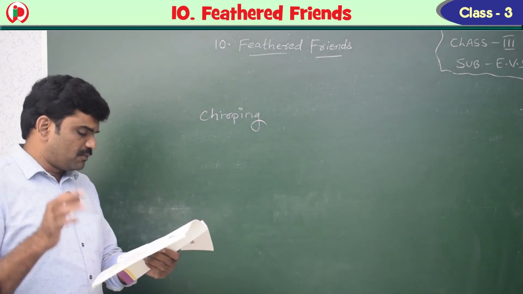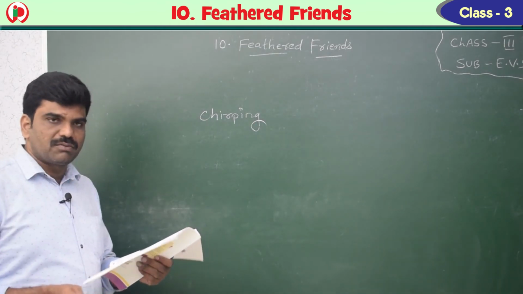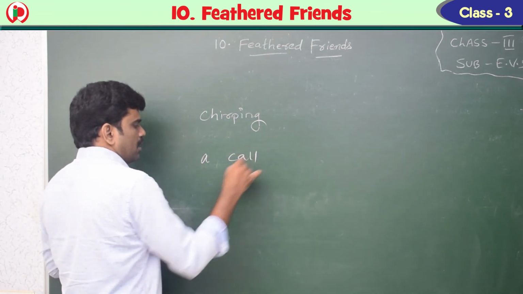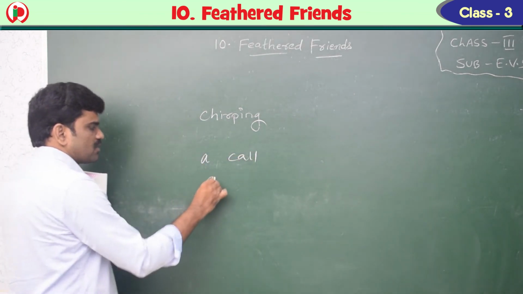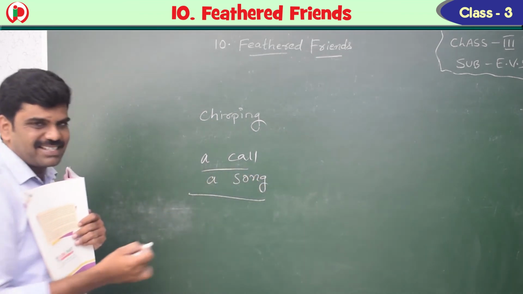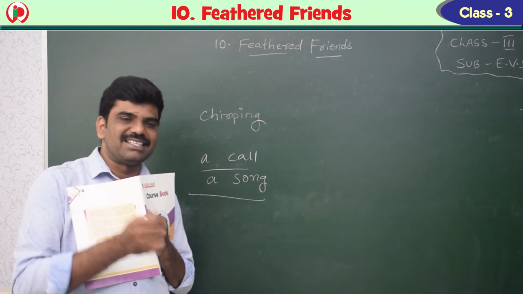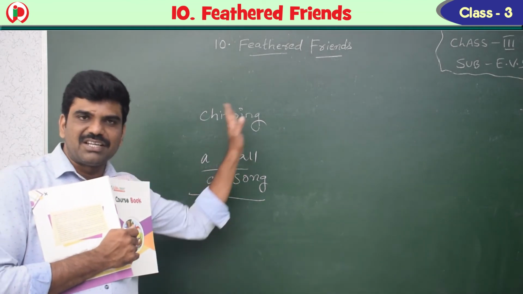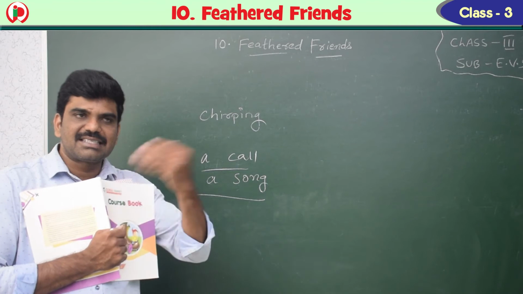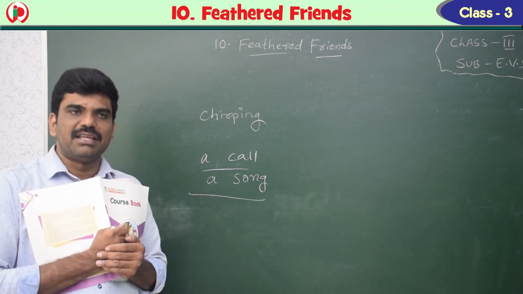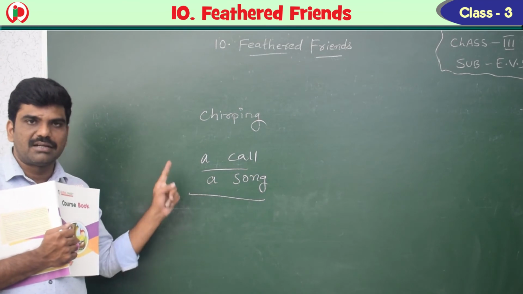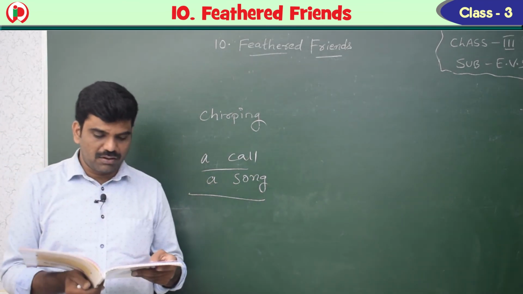With the help of two kinds of sounds. One is a call, and second one is a song. See children, how this is very interesting. The birds make a sound, that is called chirping. They communicate with each other. They understand each other with the help of two kinds of sounds. One is a call and second one is a song.